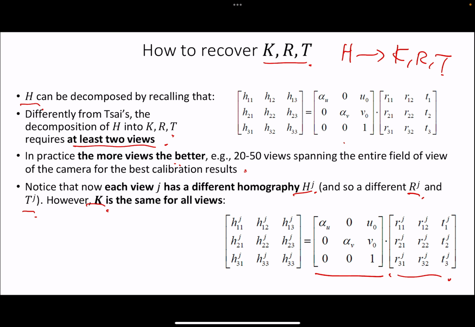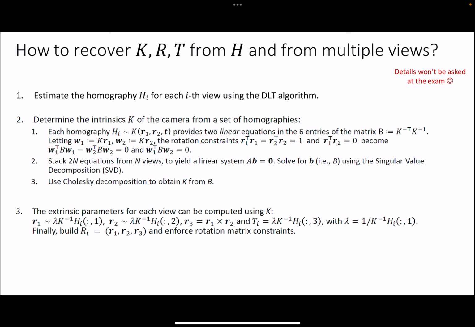And then for decomposing, in Zhang's method, decomposing M into KRT is just a QR factorization. But here we need multiple viewpoints. That is about how we can get KRT from H from multiple viewpoints. It is very complicated. You do not have to memorize all the details, but I encourage you to understand what is happening in this process and how we can get KRT from H.